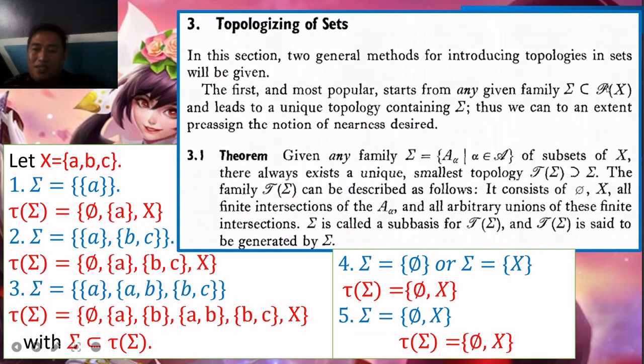So, our sigma is any family. Given the power set of X, we just pick some elements from it and call that sigma. Then there always exists a unique smallest topology tau of sigma such that tau of sigma is a superset of sigma, or our sigma is a subset of tau of sigma. So sigma is smaller than tau of sigma. The family tau of sigma can be described as follows.